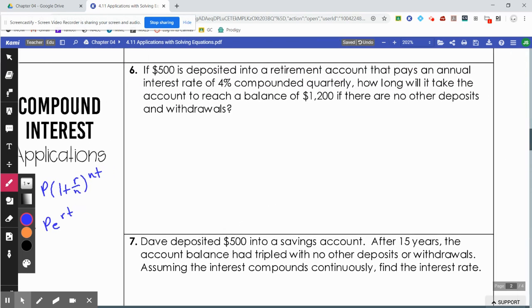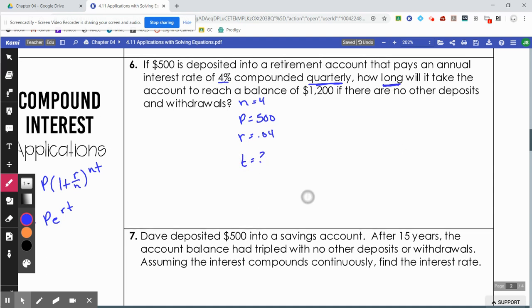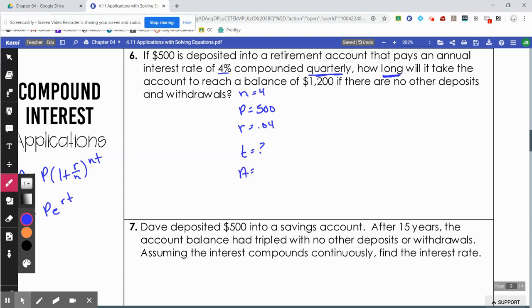So number 6, it says $500 deposited, annual interest rate of 4%, compounded quarterly, so that means that our n value would be 4. Let's go ahead and write the other ones. Our initial investment, our principal, was $500. Our interest rate is 4%, so that'd be 0.04. We want to know how long, so we're looking for time. So time equals question mark. How long will it take the amount of money that we have to reach $1,200?